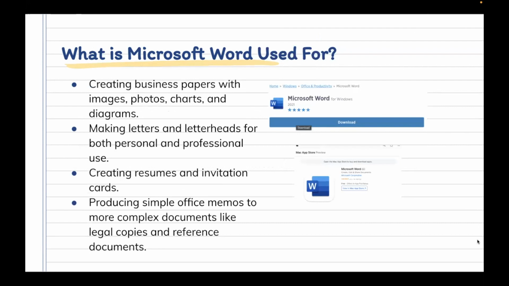So, what is Microsoft Word used for? It is used for creating business papers with images, photos, charts, and diagrams. It's also used for making letters and letterheads for both personal and professional use. It's also used for creating resumes and invitation cards, as well as producing simple office memos to more complex documents like legal copies and reference.